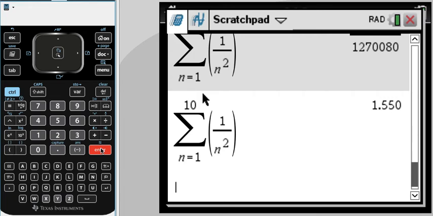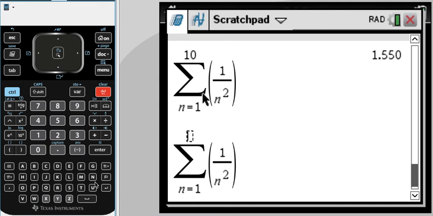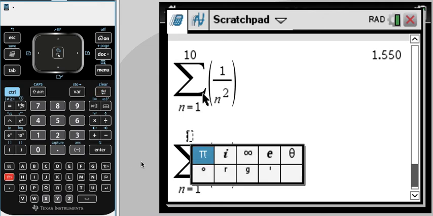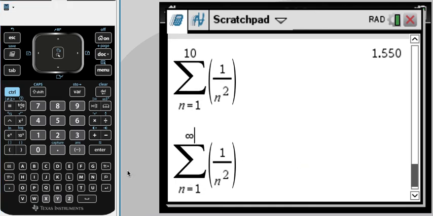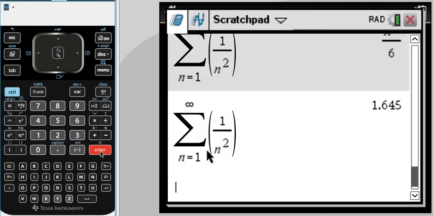One of the other things in BC that we're often thinking about is infinite limits. So my n is going to go from 1 to infinity, and I have this infinity button right on the pi page, and I can see what that infinite limit is. Pi squared over 6. If I wanted to see it as a decimal, I can see that too.